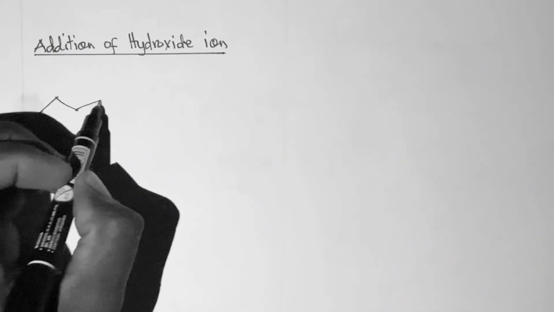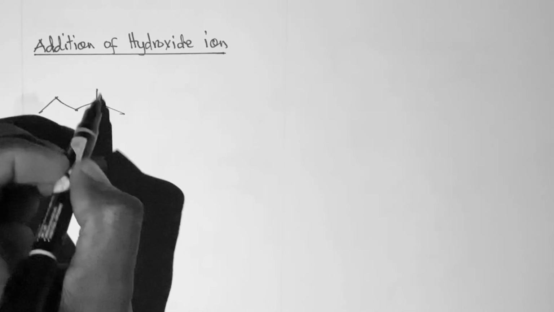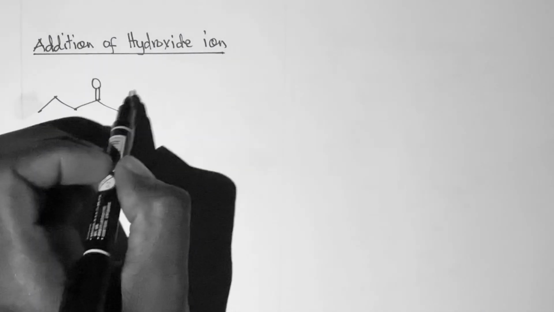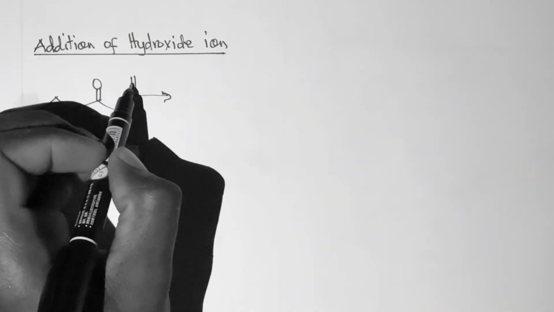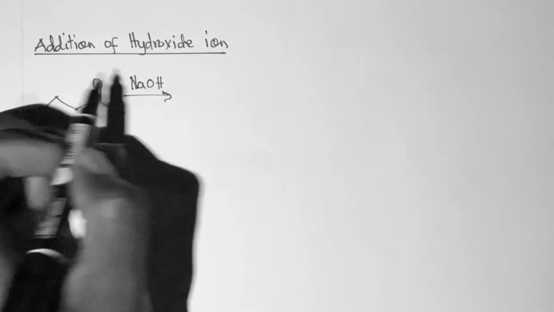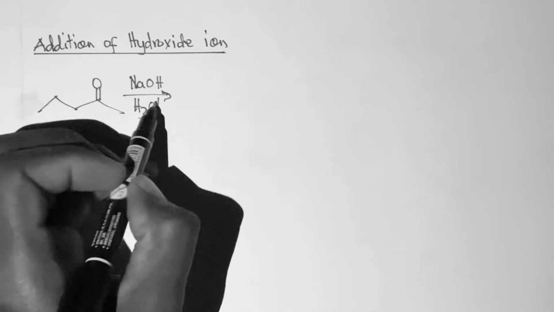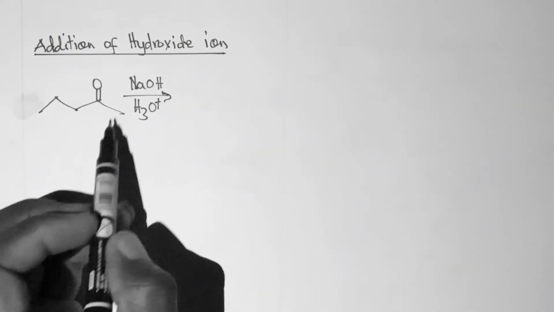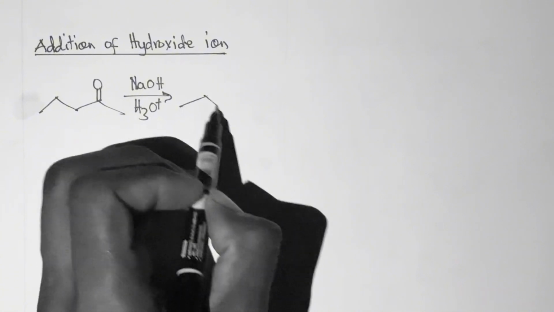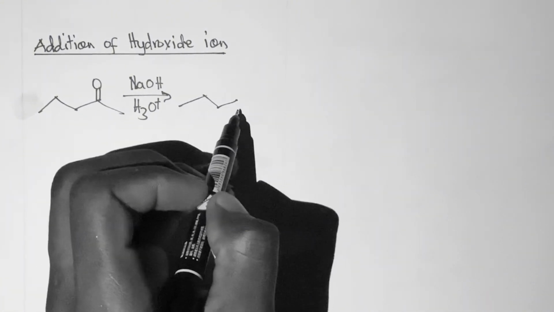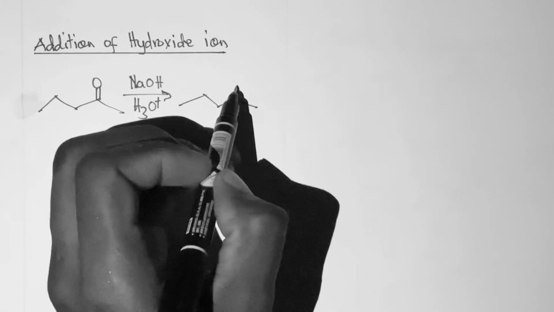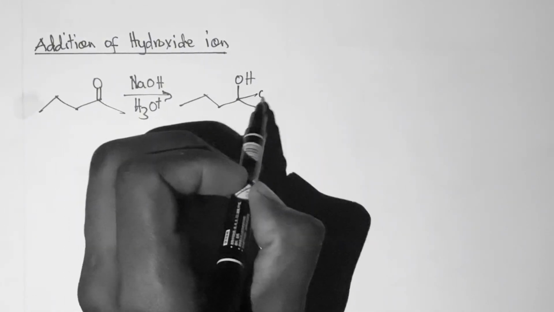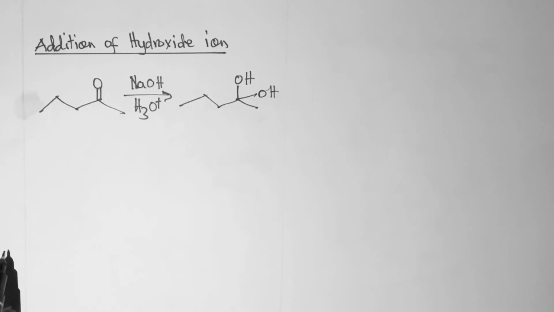The next reaction we are going to talk about is the addition of the hydroxide ion. So we are given this starting material, and then the first step is to add sodium hydroxide. The second step is the acidic workup. So this reaction is like the first one we did when we added water. We are going to get a geminal diol in solution. So this is the product we are going to get.